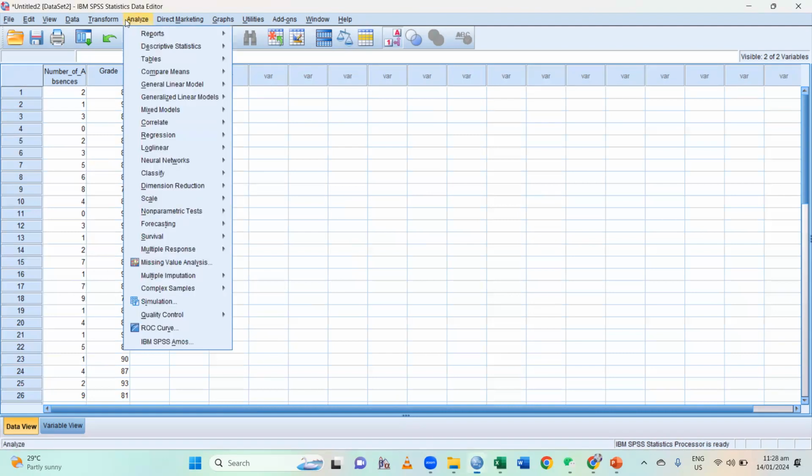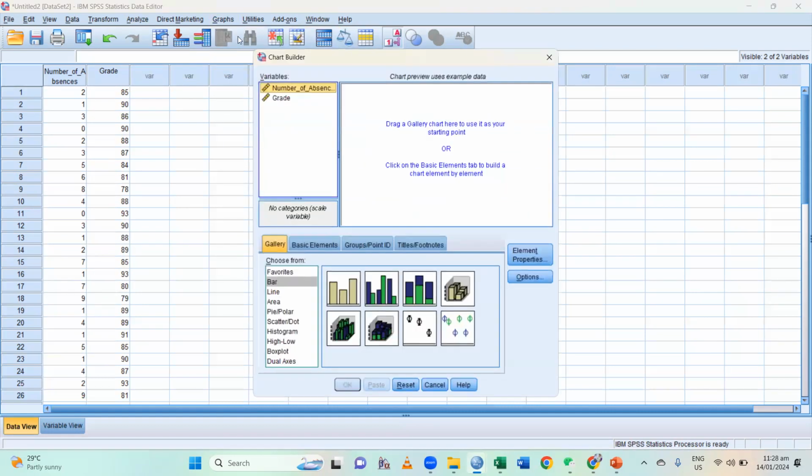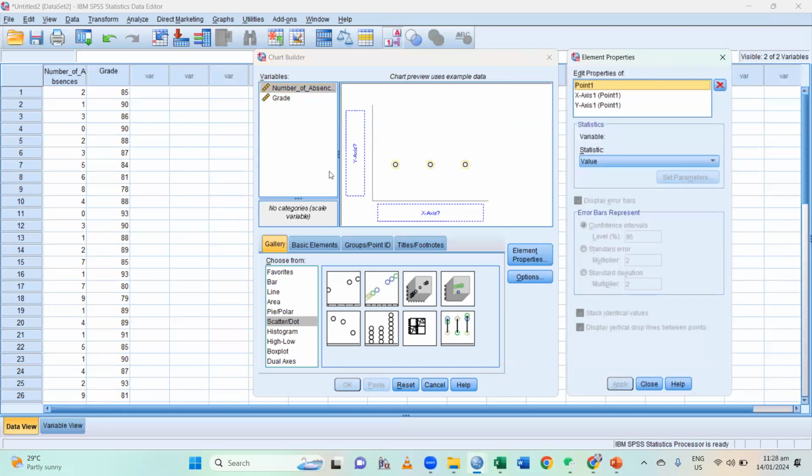Let's click analyze. But before we do Pearson, let's check the graph first. Graphs. Let's check that plot first. So we have to graph. We go to chart builder, and let's choose scatter for that. This one. So we will have number of absences to be here. Sorry, wait. Let's click this one.